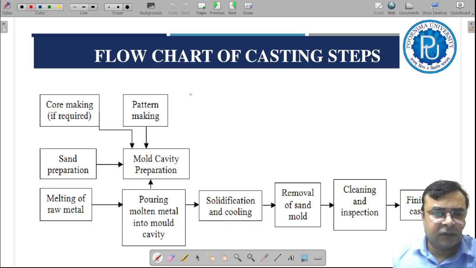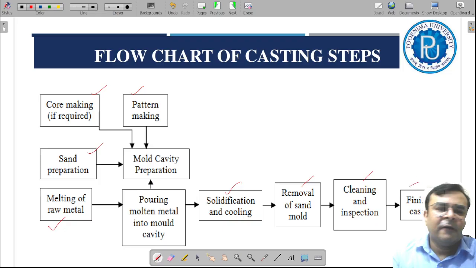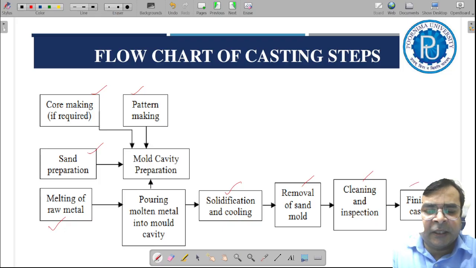And if I arrange all these processes in a sequential manner, then you can see this is pattern making and core making, and sand preparation. So these processes may be performed in parallel. And after that, once the pattern, core and sand are ready, we make a mold cavity. And once the mold cavity is ready, we melt the metal and then pour this molten metal into the mold cavity. And once it is poured properly, then allow solidification, then removal of the sand, then cleaning, then finishing, which I already told you. So I'm representing all the processes in a sequential manner in a flow chart.